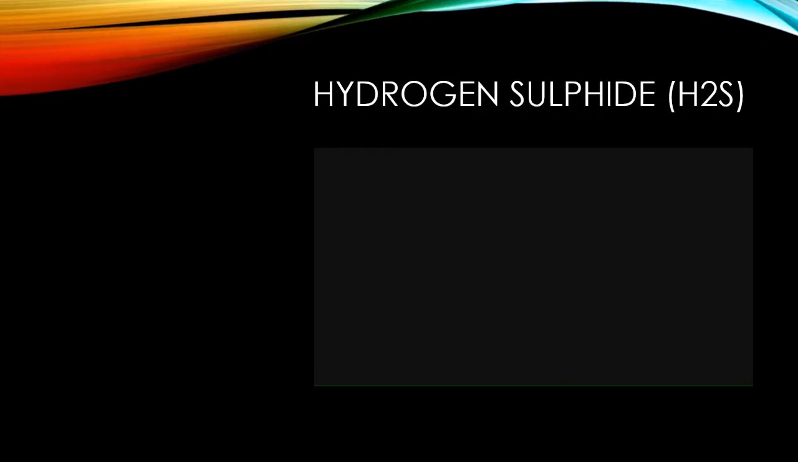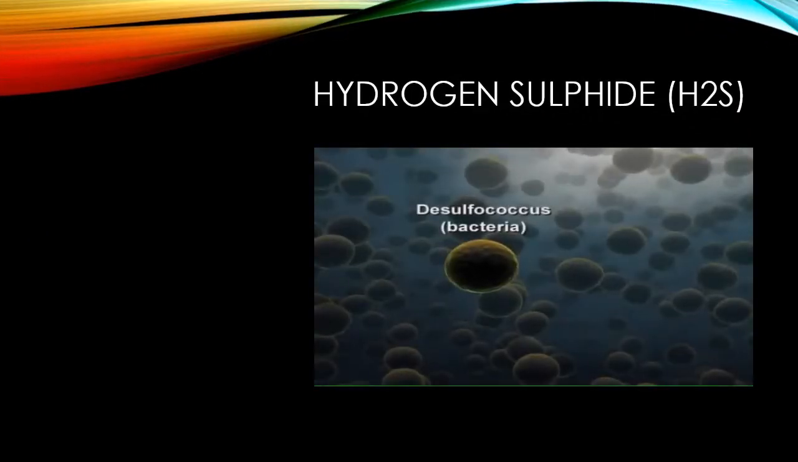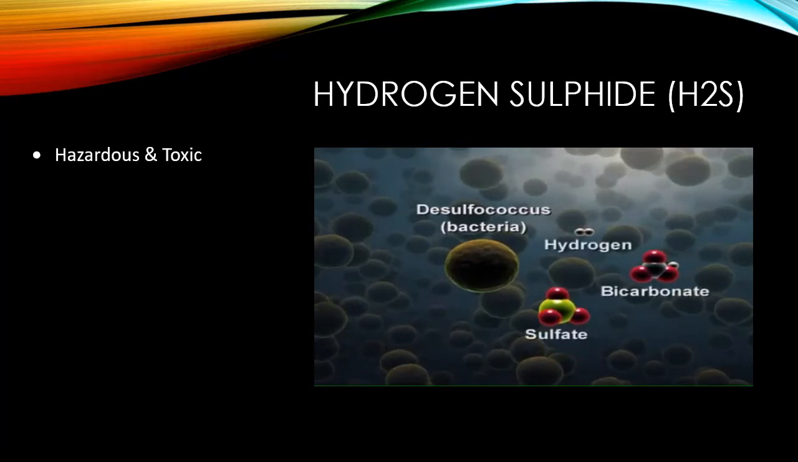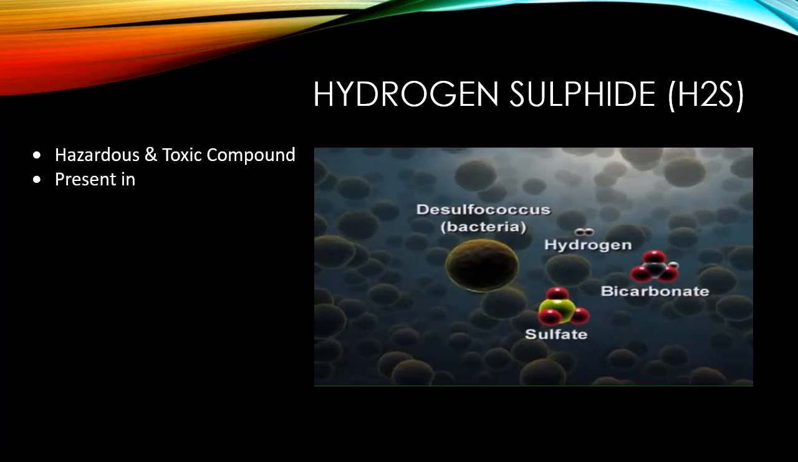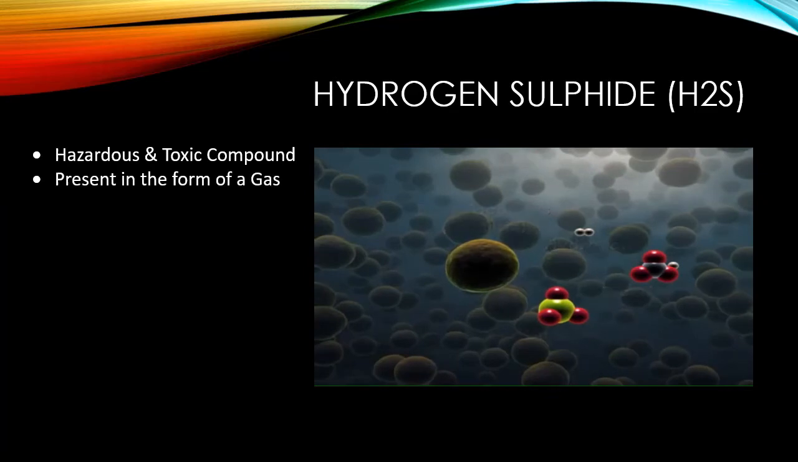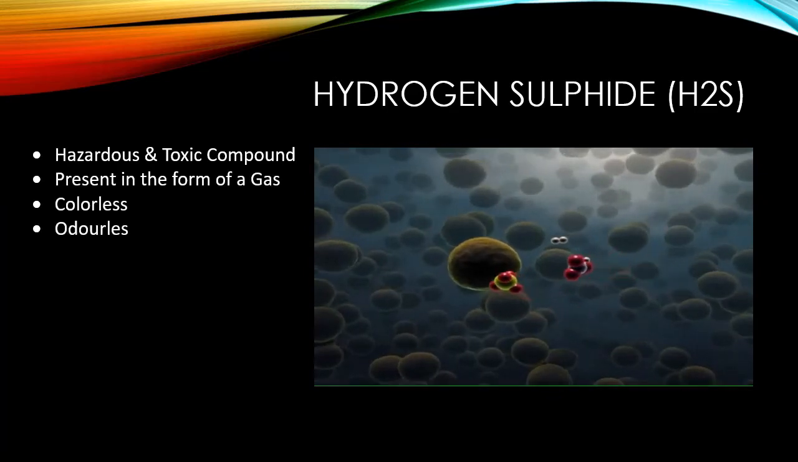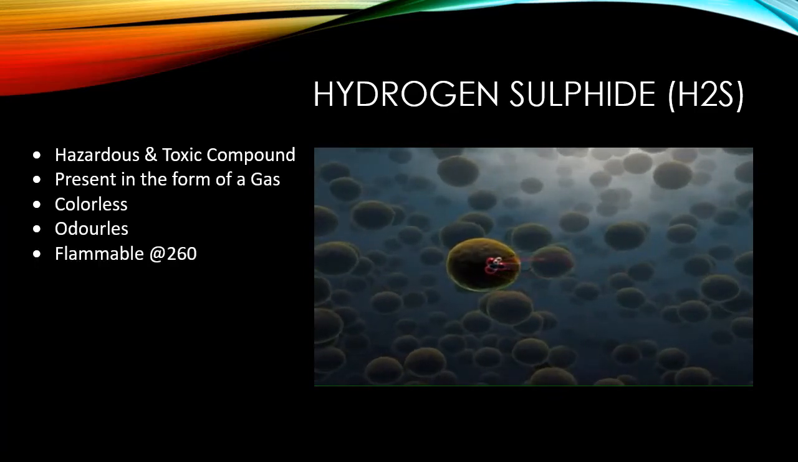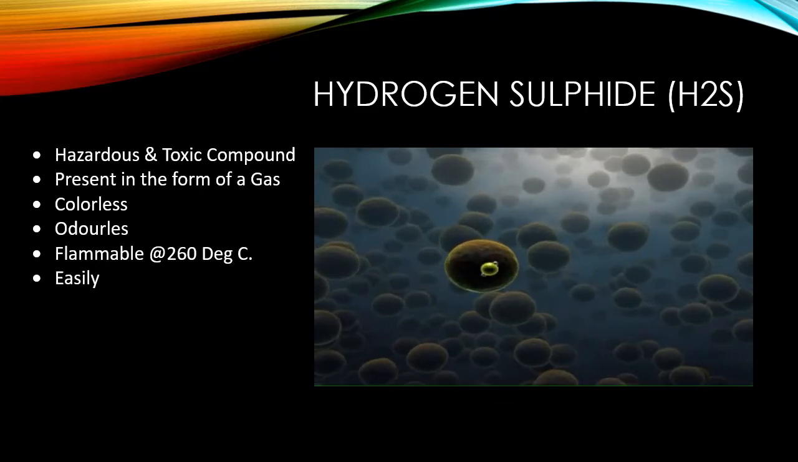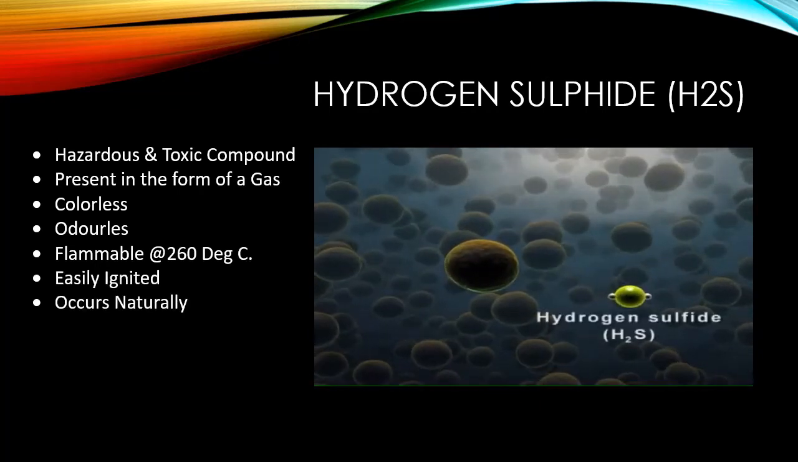H2S is a hazardous and toxic compound. Present in the form of a gas, it's colorless and odorless. It is flammable and easily ignited at 260 degrees centigrade. It occurs naturally from decaying organic matter in low oxygen environments, such as sewers, mines, and hot springs.